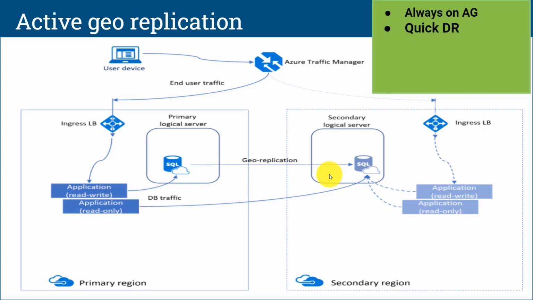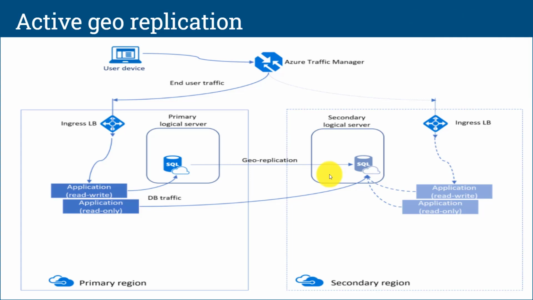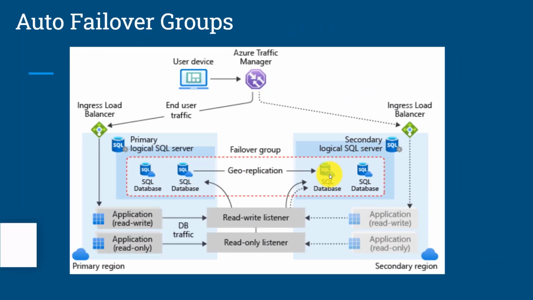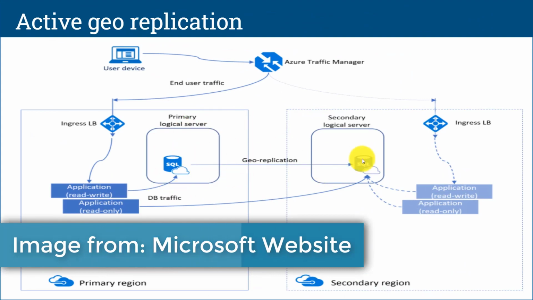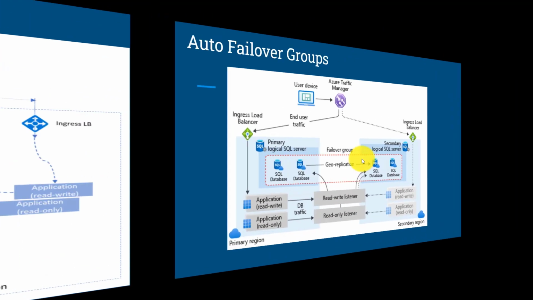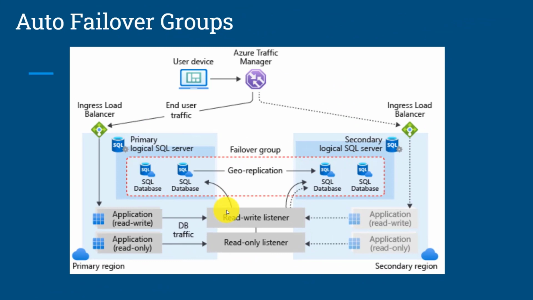In the demo section, we are going to create a database and configure active geo-replication. Now let's discuss failover groups. Active geo-replication is a database-level configuration, while a failover group is a server-level configuration, where you can configure a group of databases. It is on top of the active geo-replication technology, and auto-failover groups provide automatic failover.